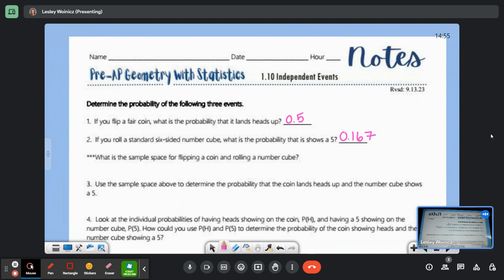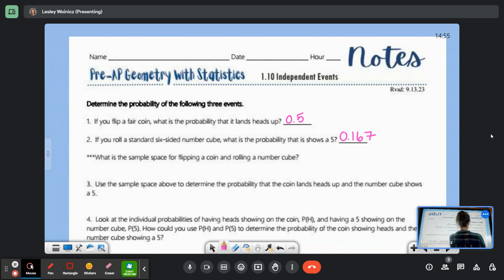So when we write out a sample space, not right now, man. I already told you what to do. Nope. Look at them. That's like nothing. Nope. Not right now.